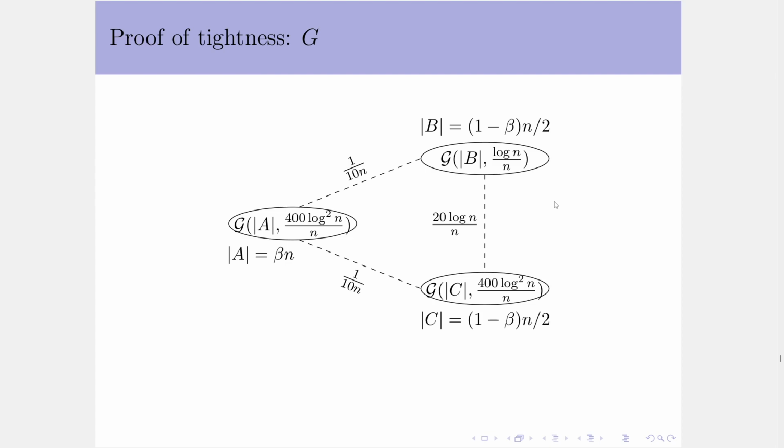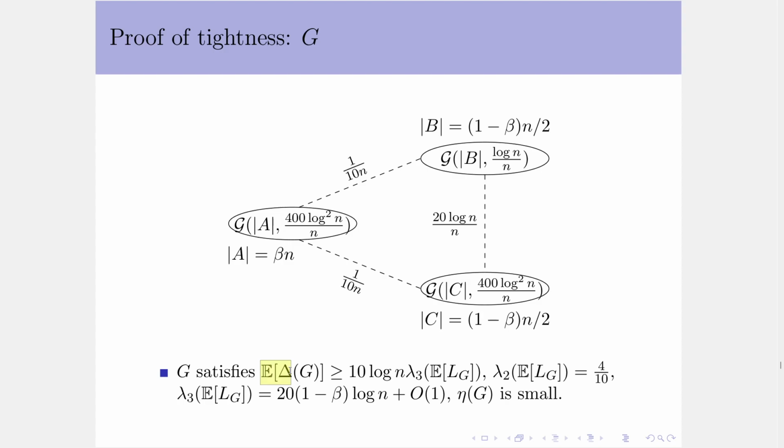Now we show a proof of the tightness of our main theorem, in which we construct a family of random graphs with three parts, A, B, and C, such that G satisfies the conditions of well-clustering. So here what we do is we take n vertices and divide them into parts of size beta n, (1 minus beta) n over 2, and (1 minus beta) n over 2, and we select beta to be at least 1 over 10 so that we satisfy our smallest min-cut condition. Next, we add edges between every pair of vertices in A and B with probability 1 over 10n, A and C with probability 1 over 10n, and B and C with probability log n over n.